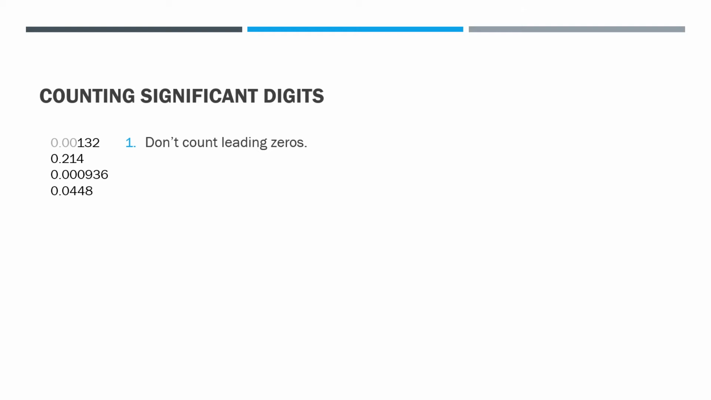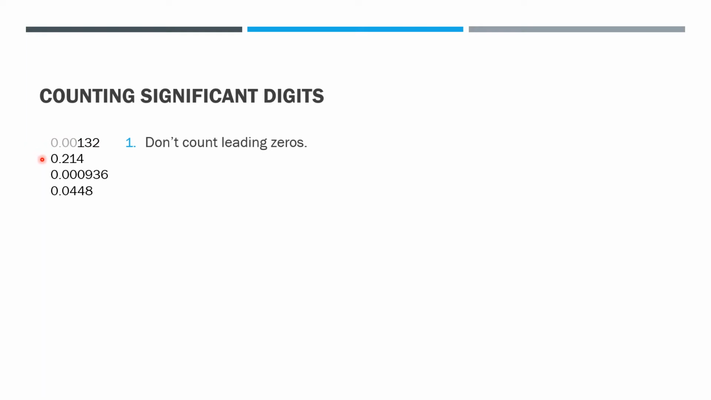There are three very simple rules to remember for counting how many significant digits you have in a single measurement. Rule number one is don't count leading zeros. These are zeros that are on the left-hand side of the number. So any zeros that you have at the start of the number are not significant. They don't count as significant. So if I'm looking at this number, if this were a measurement, I'd say there's three significant digits here, not six, three, because the leading zeros don't count.